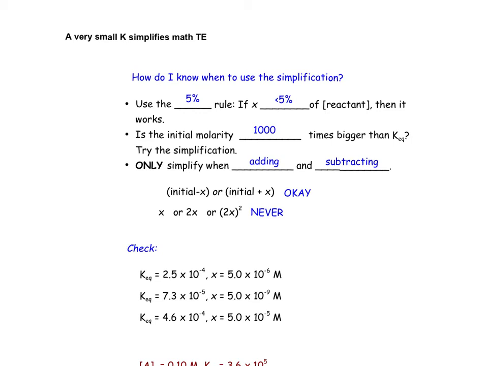Now here is the key part. You can ignore x when you're subtracting it or adding it, because we have an amount minus something that's smaller than the significant figures, and an amount that's big plus something that's smaller than the significant figures of the initial. Those are okay. If you see an x or a 2x or a 2x squared or anything like that, you cannot ignore it and drop it off.